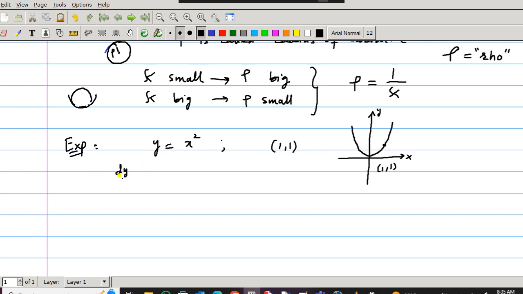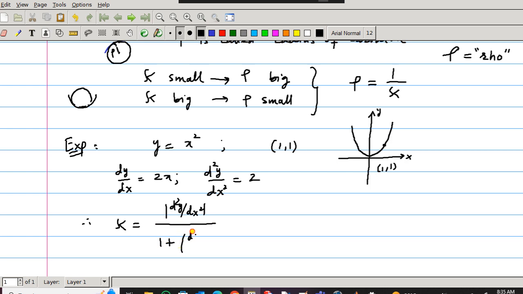So what do I need? I need two derivatives, dy by dx, which is 2x, and d2y by dx square, which is 2, right? So I got two derivatives. x square becomes 2x and 2x becomes 2. So therefore your formula for the kappa was the second derivative divided by 1 plus the first derivative square, dy by dx square, to the power 3 by 2. I will write this formula, so you don't have to worry about this one. If any formula is difficult, I will write it in the exam. Difficult formulas, not the simple ones.